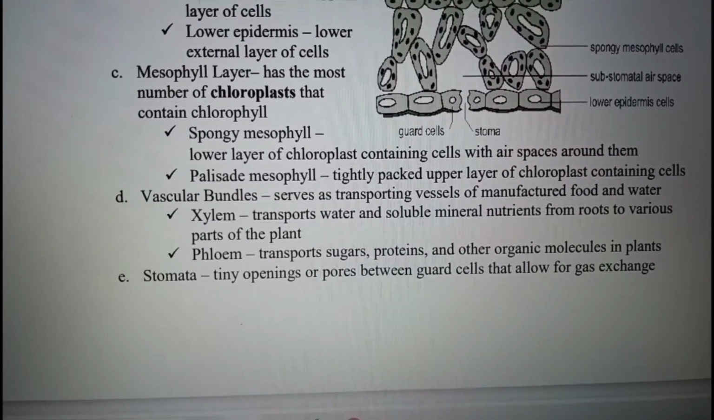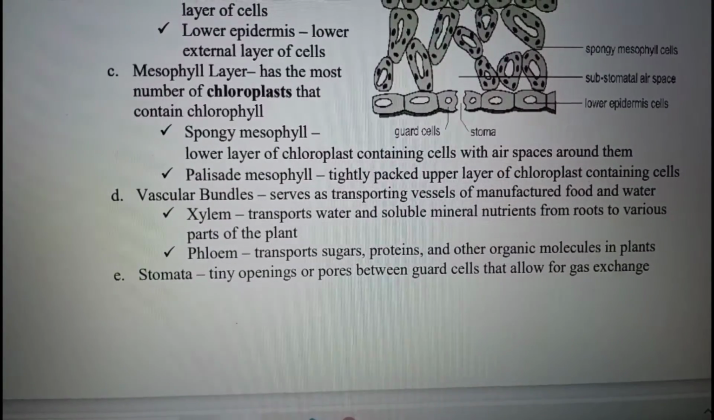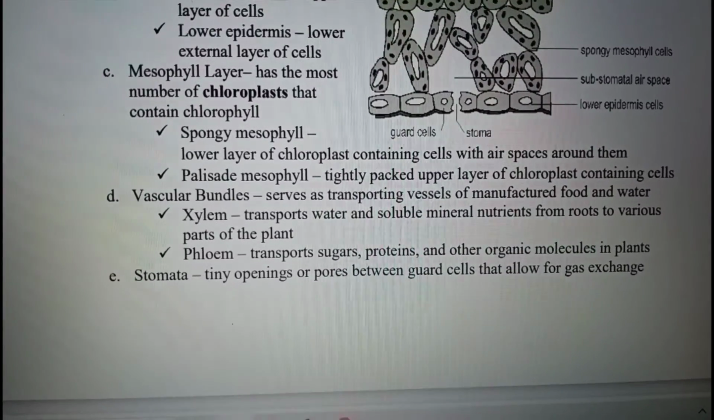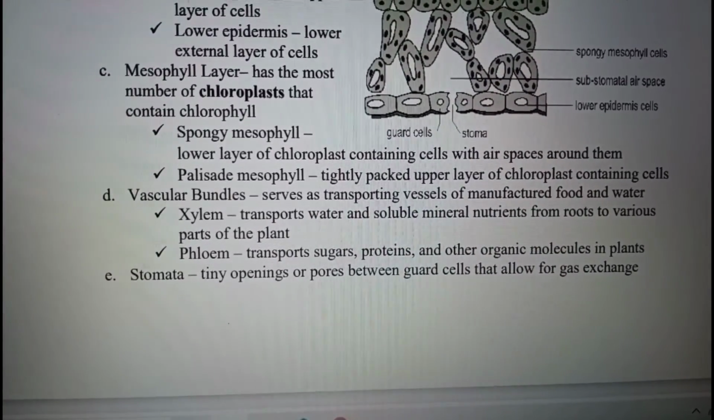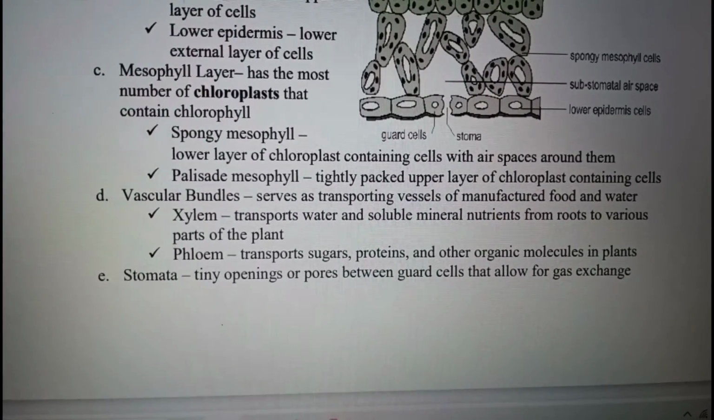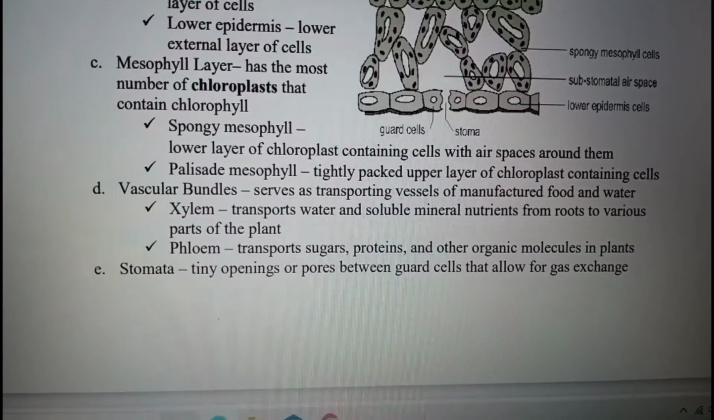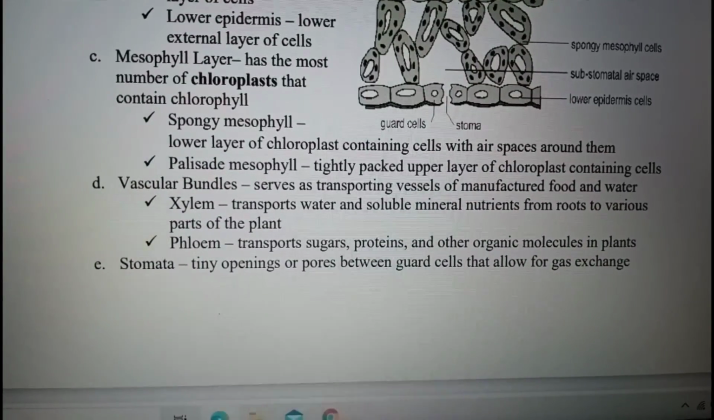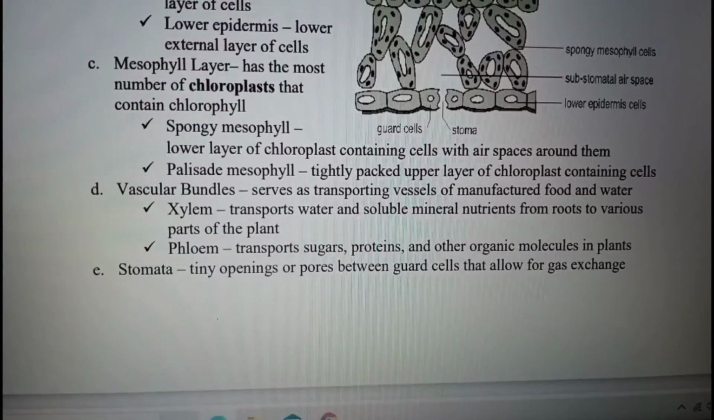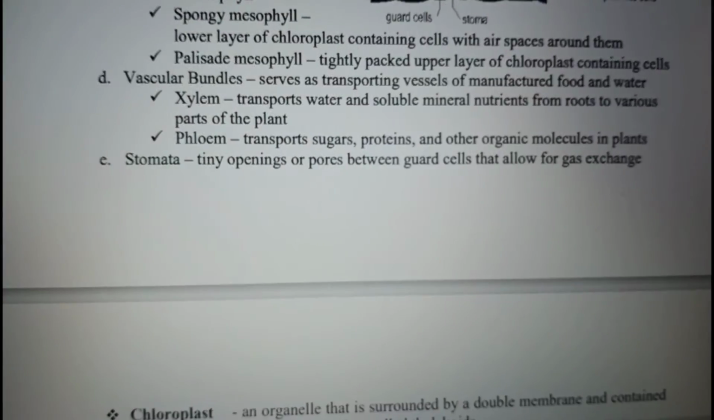Then the vascular bundles. Another part, these serve as the transporting vessels of manufactured food and water. It has two types, the xylem and phloem. Xylem transports water and soluble nutrients from roots to various parts of the plant, to the stem, to the leaves, okay? Then the phloem transports sugars, proteins, and other organic molecules in plants. That is the phloem.